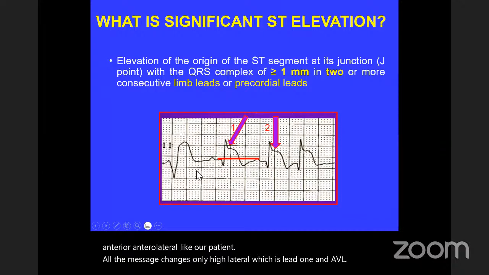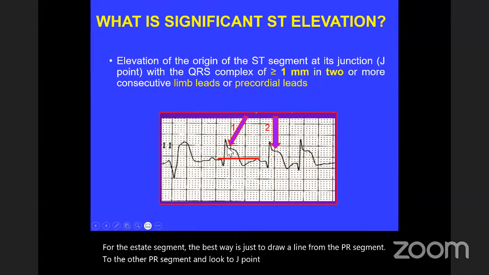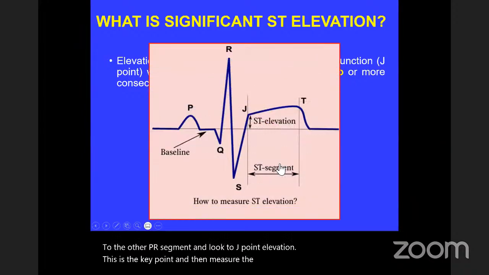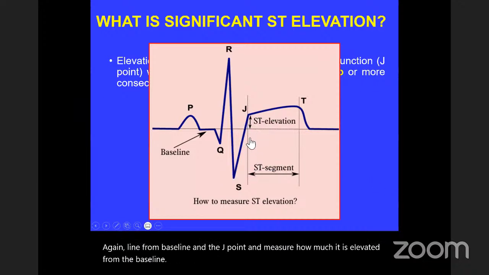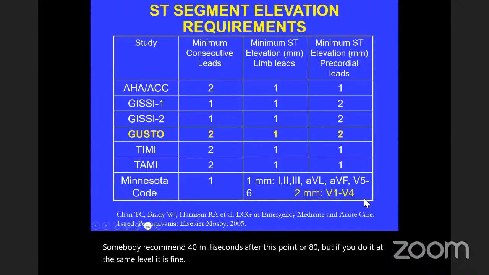For the ST segment, the best way is just to draw a line from one PR segment to the other PR segment and look at J point elevation. This is the J point, and then measure the magnitude. Again, draw a line from the baseline to the J point and measure how much it is elevated from the baseline. Some recommend 40 milliseconds after this point or 80, but if you do it at the same level, it is fine. What you mentioned about criteria is different based on the studies.